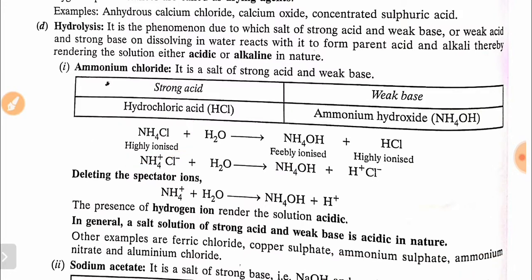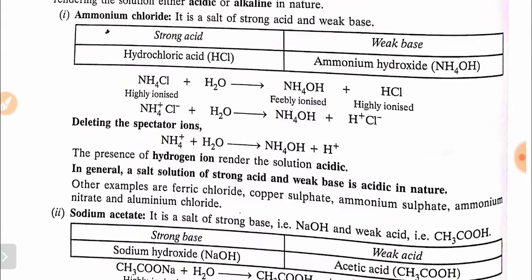So it dissociates into the parents by which it was formed. Deleting the spectator ions, NH4+ + H2O gives NH4OH + H+. The presence of hydrogen ion renders the solution acidic. In general, a salt solution of a strong acid and a weak base is acidic in nature. So whenever a strong acid and a weak base combine, their solution will be acidic. Other examples are ferric chloride, copper sulfate, ammonium nitrate and aluminum chloride.